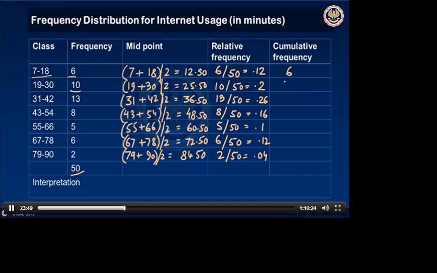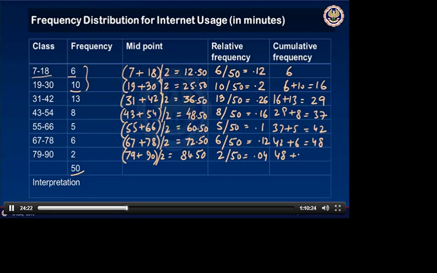So cumulative frequency is 6 plus 6 plus 10, which comes to 16. Then 13, so it will be 16 plus 13, which is 29. Then we have 8, so it will be 29 plus 8, which is 37. This will be 37 plus 5, which is 42. Then this will be 42 plus 6, so it will be 48. 48 plus 2 comes to 50.